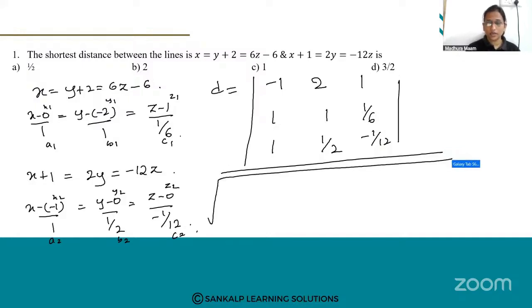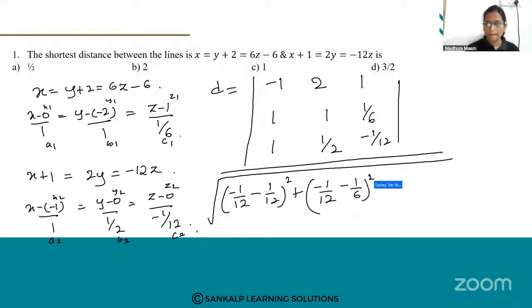How do you find the square root? Leaving the first row, just the way you solve the determinant. So 1 into minus 1 by 12, that is minus 1 by 12, minus 1 by 6 into 1 by 12, that is minus 1 by 12 whole square, plus next, what do you do? Leaving the second row, 1 into minus 12, 1 by 12, minus 1 by 6 whole square, plus 1 into 1 by 2 is 1 by 2, minus 1 whole square. Correct? So solve this determinant.